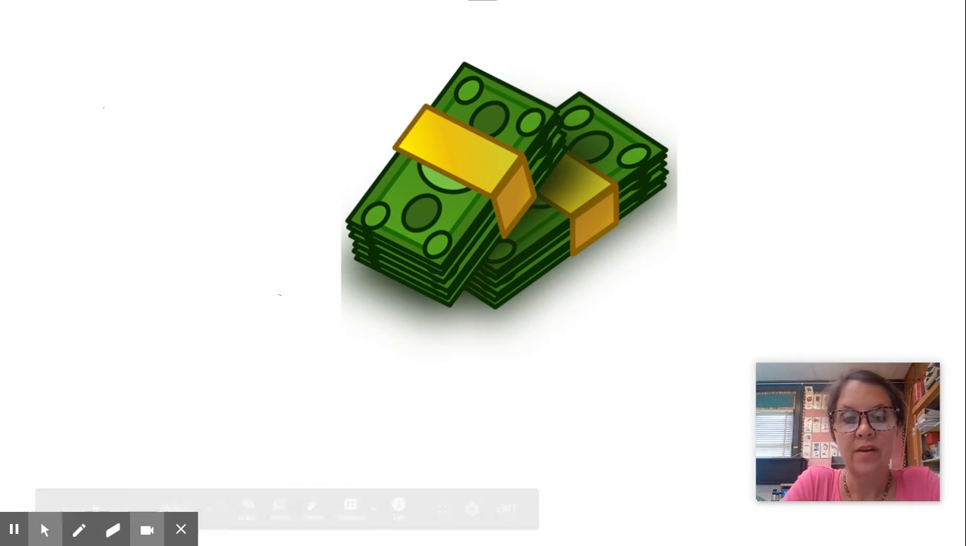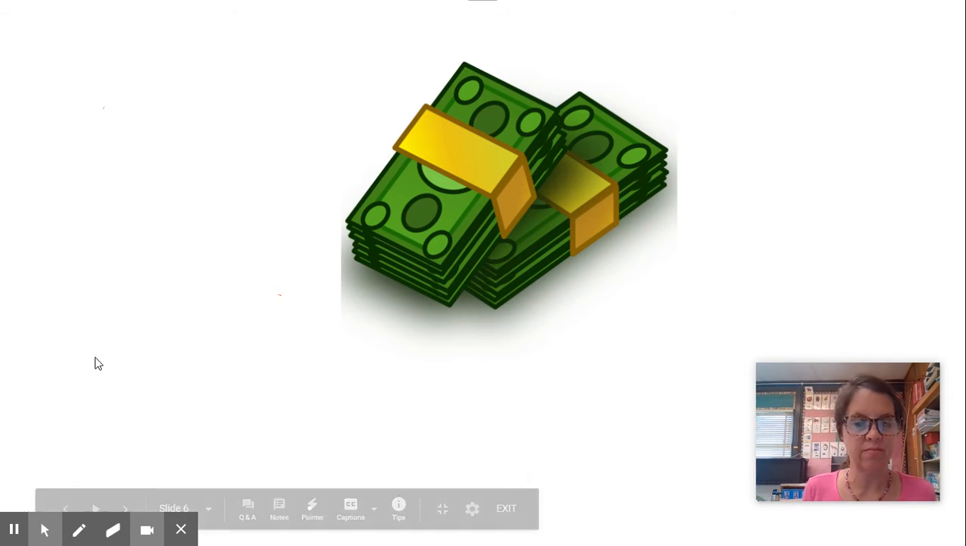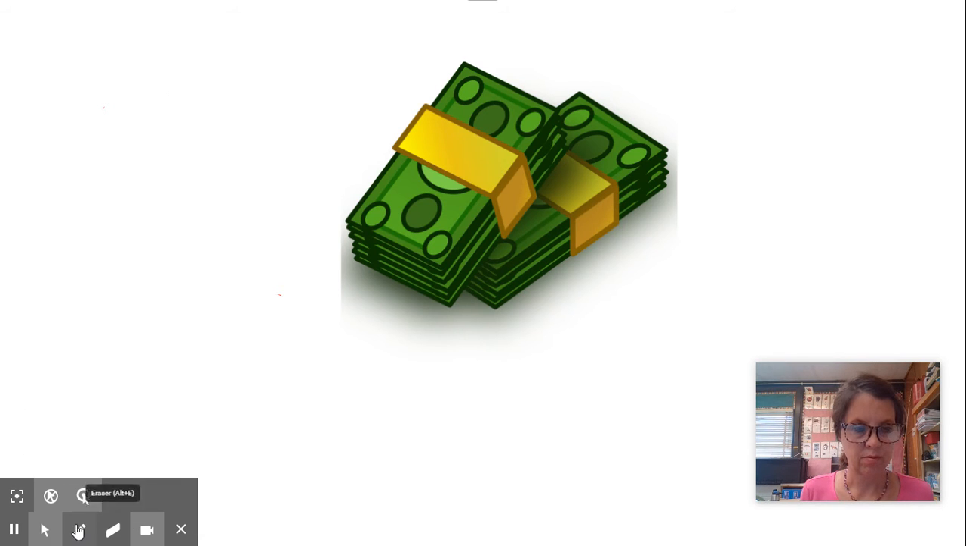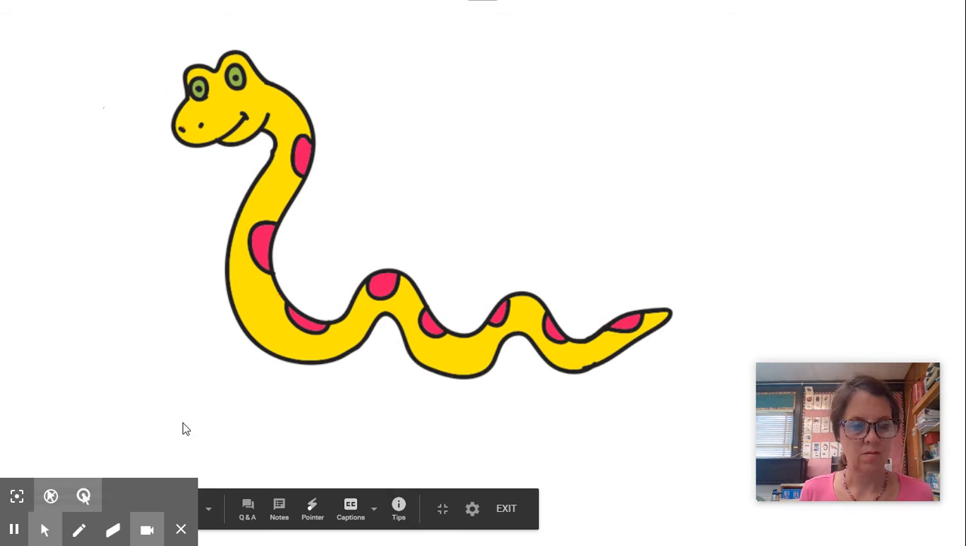The next picture we're going to look at is a pile of cash. Cash. I want you to think about the beginning sound you hear in cash. Go ahead and write that on your dry erase sleeve. I will pause the video to see what you wrote. Good. Most of you had that correct. The beginning sound of cash is K. C says K. Way to go.